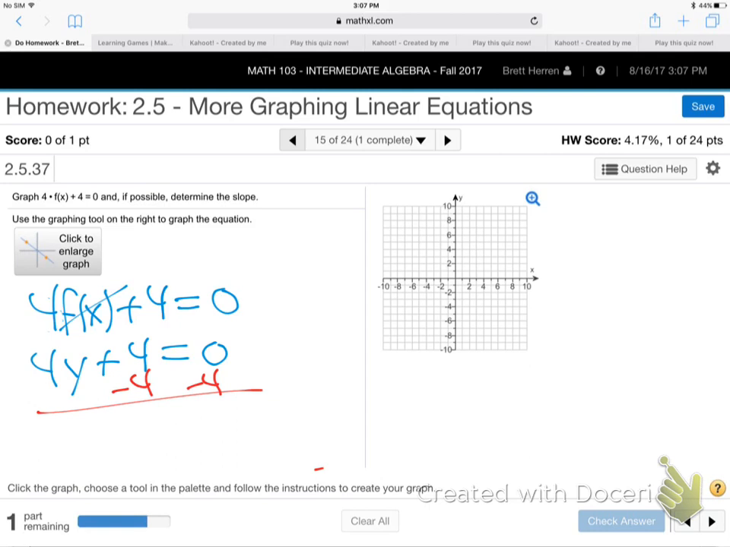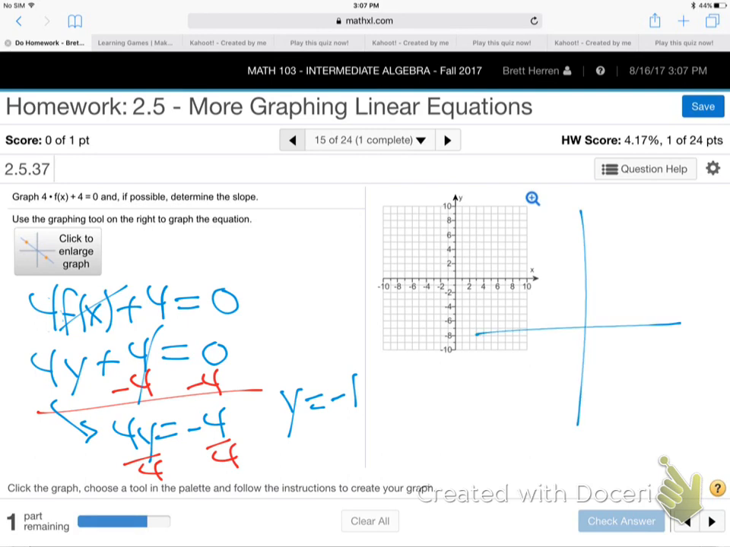Like that. And these are gone. And then we have 4y is minus 4. Last step in getting y alone, divide by 4. So y is negative 1. All right, so I've got y is negative 1. Now, what does that mean? What does that mean about the graph?